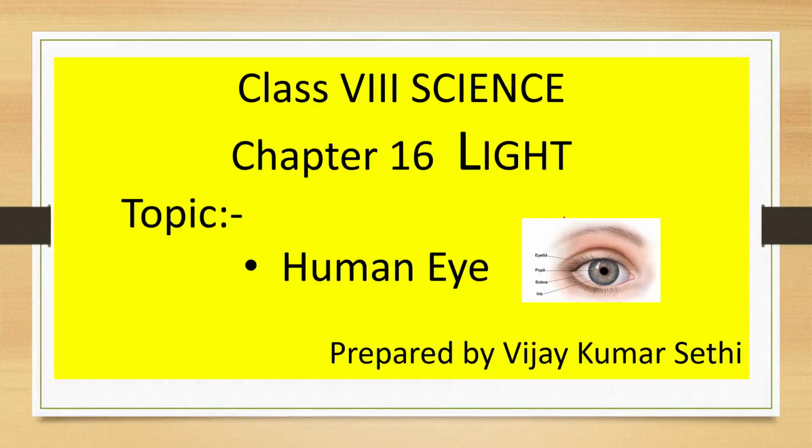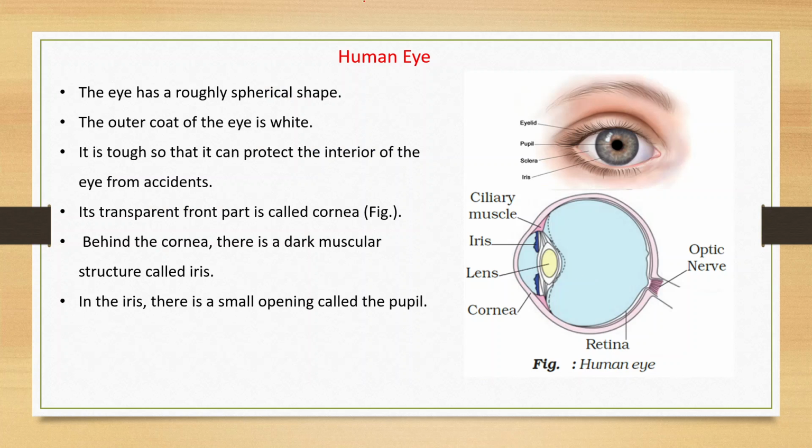Class 8 Science, we were discussing chapter 16 Light, and in this video we will discuss about the human eye. The eye has a roughly spherical shape. The outer coat of the eye is white. It is tough so that it can protect the interior of the eye from accidents. Its transparent front part is called cornea. See this diagram. This is cornea.